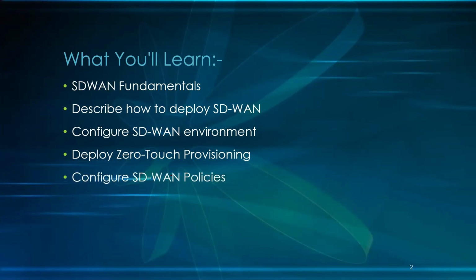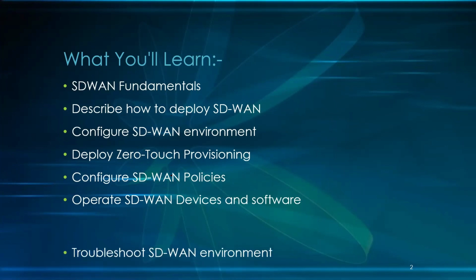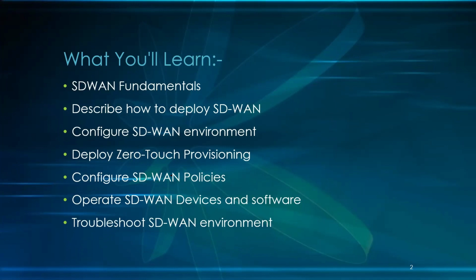Another one is configuring SD-WAN policy. The SD-WAN solution itself involves different types of policies. We will talk about how to configure them and what the benefits of those policies are. Then operate SD-WAN devices and software: you will learn how to check which software is running, which device model we need, and so on. Then troubleshoot the SD-WAN environment. In a nutshell, you will get to know everything from the Cisco SD-WAN point of view: policy, routing, troubleshooting, everything.